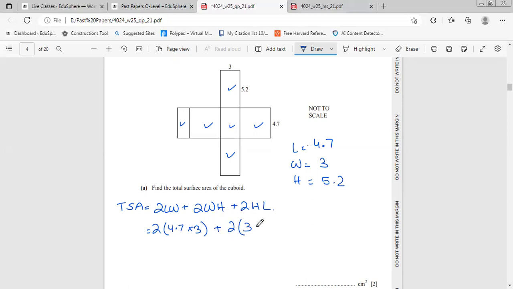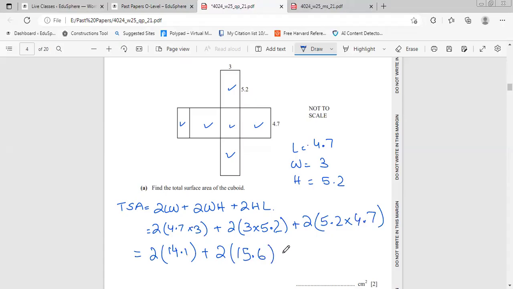So width is 3 and height is 5.2. Then we have to multiply 2 times height and length. So 5.2 times 4.7. So let me multiply and then multiply it with 2. So 4.7 times 3, when I use the calculator, I get 14.1, plus 2 times, then 5.2 multiplied by 3 is 15.6, plus 2 times, then 5.2 times 4.7.